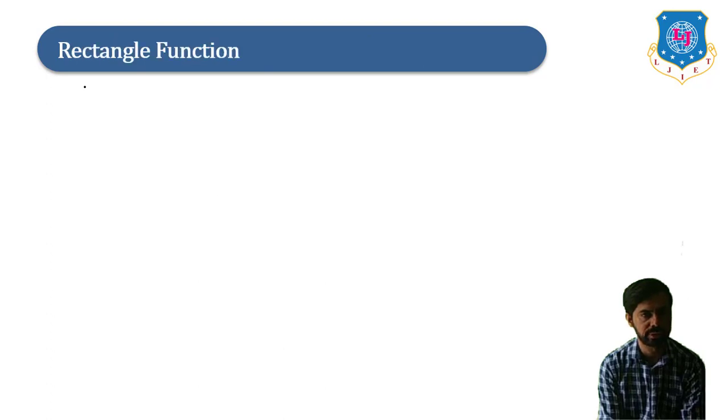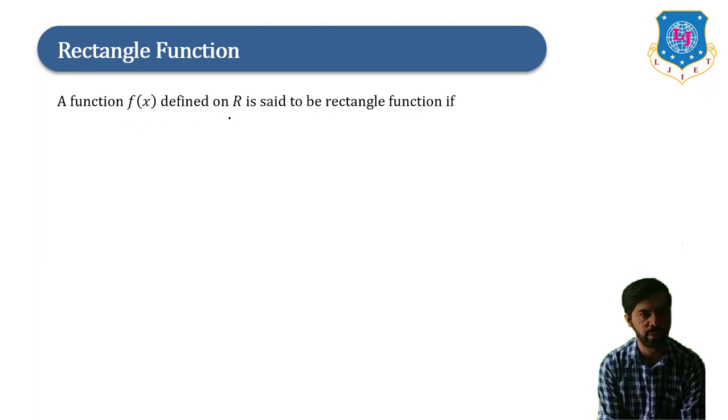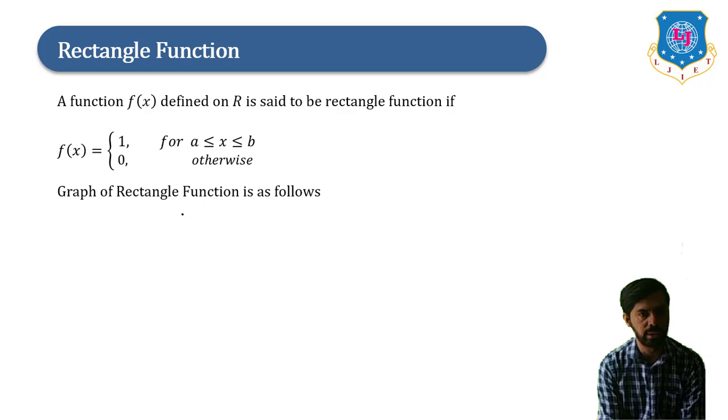Now we will discuss the next function, that is the rectangle function. A function f of x defined on R is said to be a rectangle function if f of x is equal to 1 for a less than or equal to x less than or equal to b, otherwise it is 0. Now we will see the graph of the rectangle function. Here in this graph we can say that the value of the function is 1 for a less than or equal to x less than or equal to b, and otherwise it is 0. So this is the graph of the rectangle function.